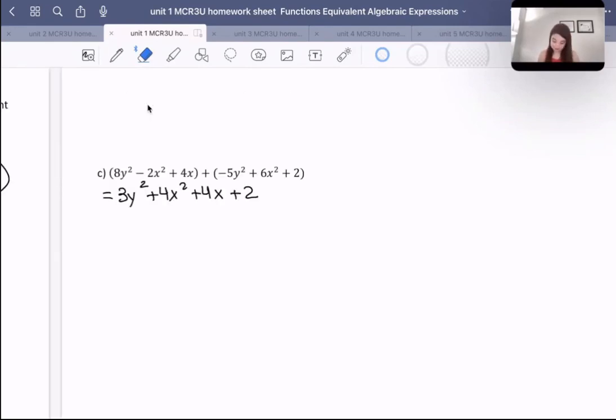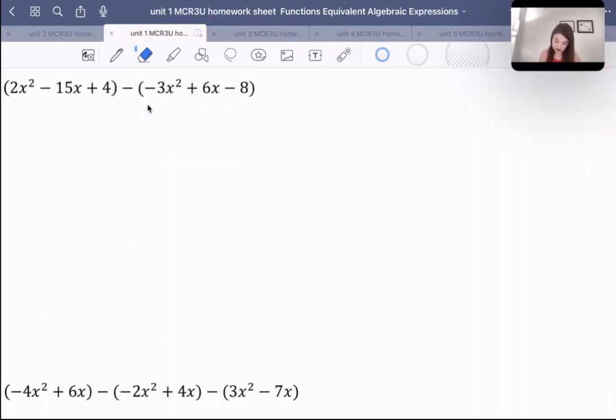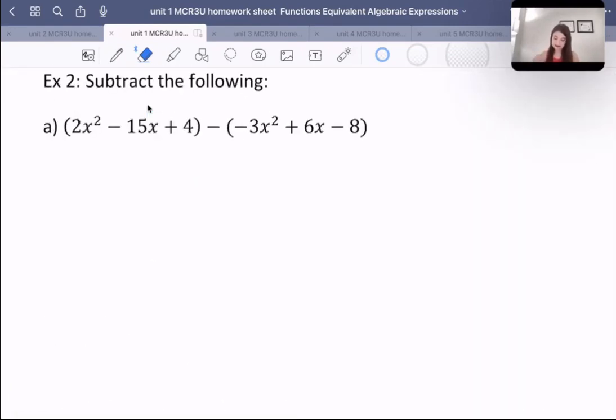Okay, let's move on to the next page, which says to subtract the following. This is slightly different because just like earlier we talked about, we have to distribute numbers throughout our brackets. We must distribute this negative sign to all three of these terms first. Whereas when we had the plus sign, a plus sign being distributed does not change the signs. A subtraction sign, the minus sign, it does.